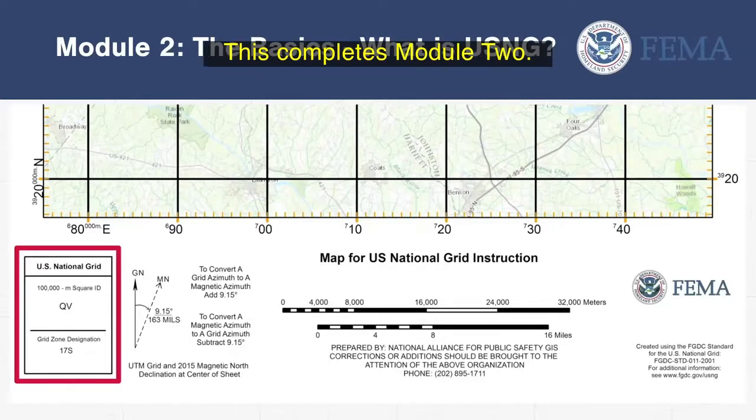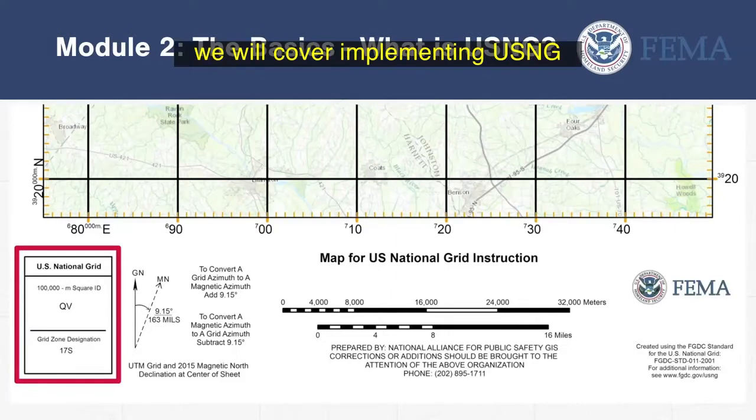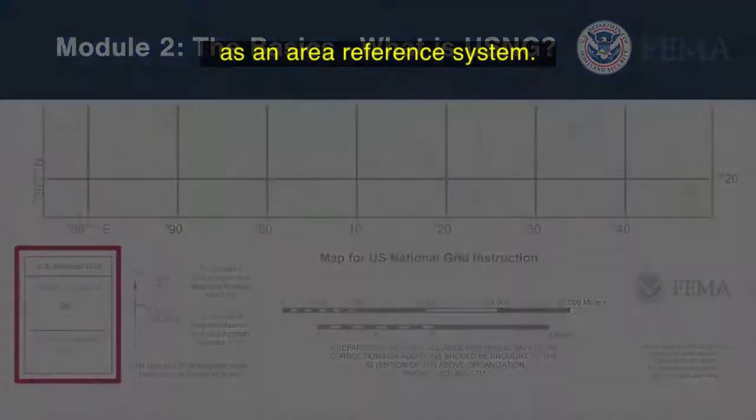This completes Module 2. In the next module, we will cover implementing USNG as an area reference system.